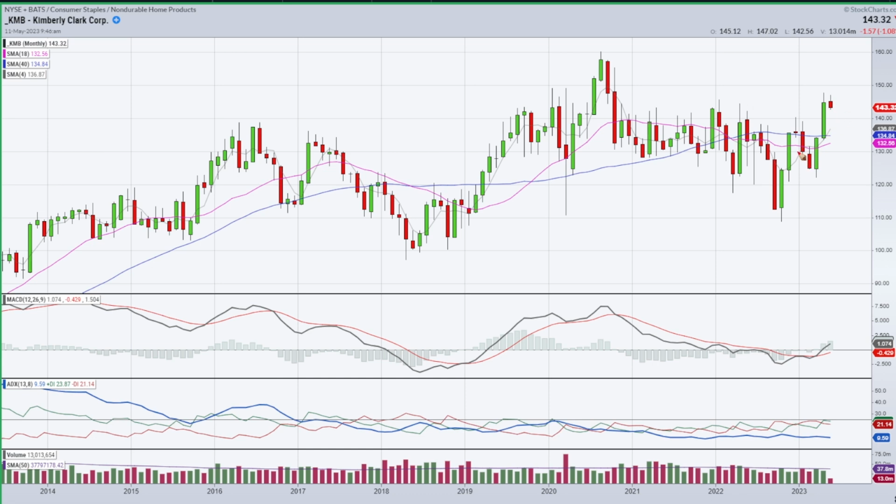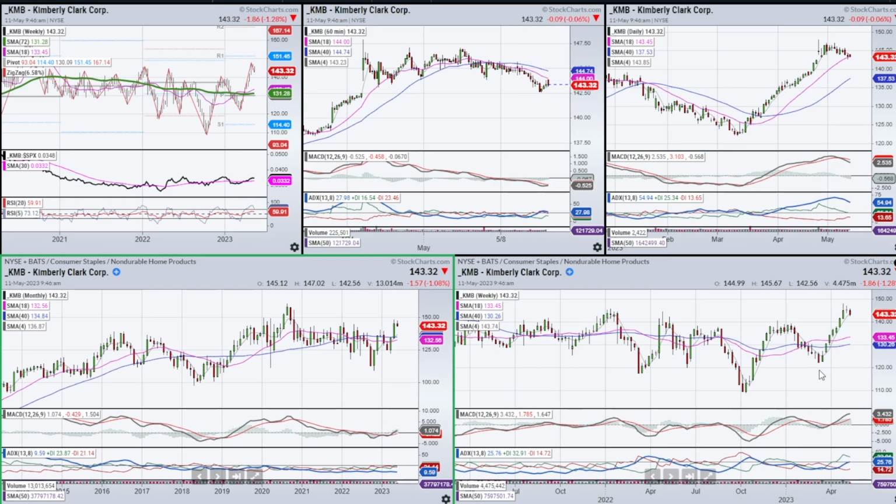Right now we're only in day 11 of this month, so I just like to see this work sideways a little bit more. That feeds into what I'd love to see on the weekly chart, which is a little bit more of a pullback. And then we've got this pullback on the daily chart. We've got rising moving averages, but look at what the MACD is doing.